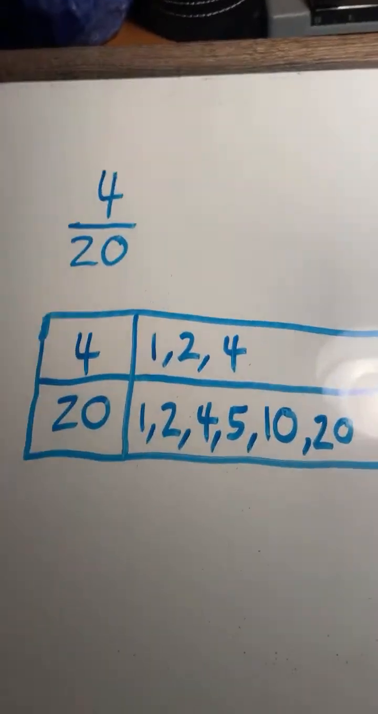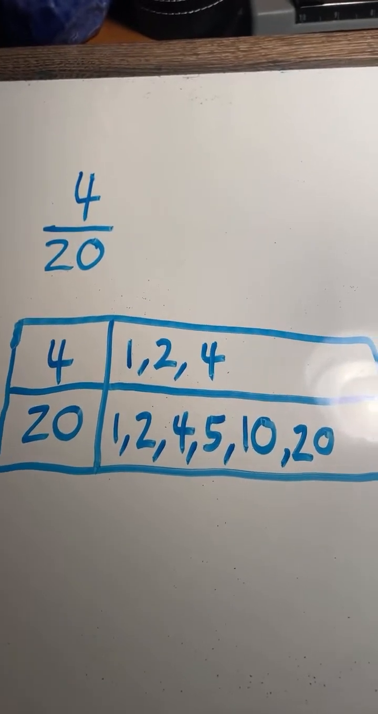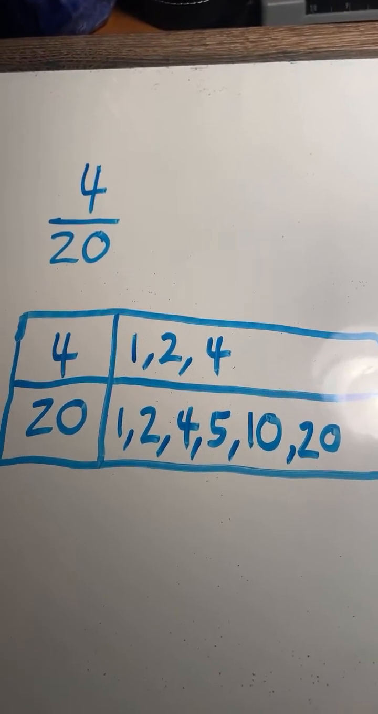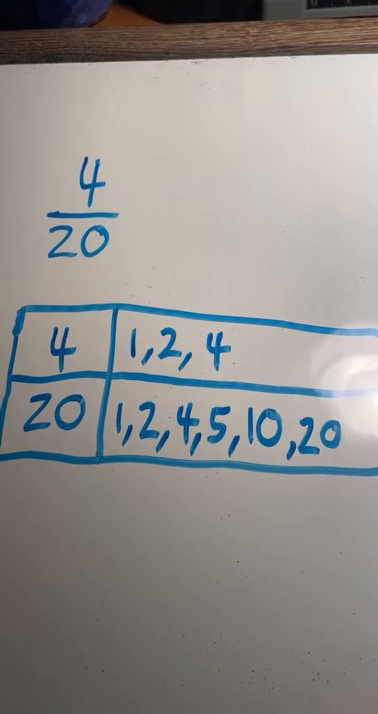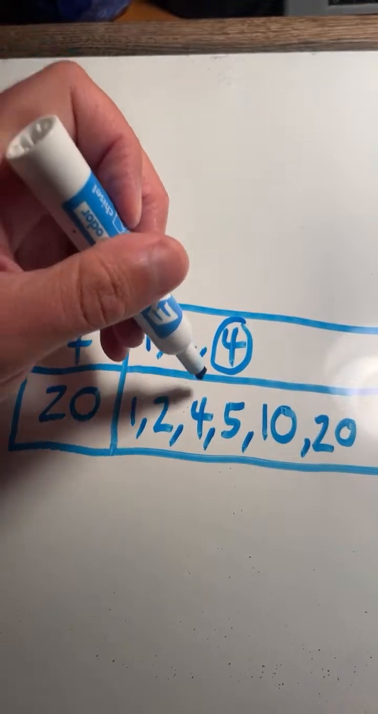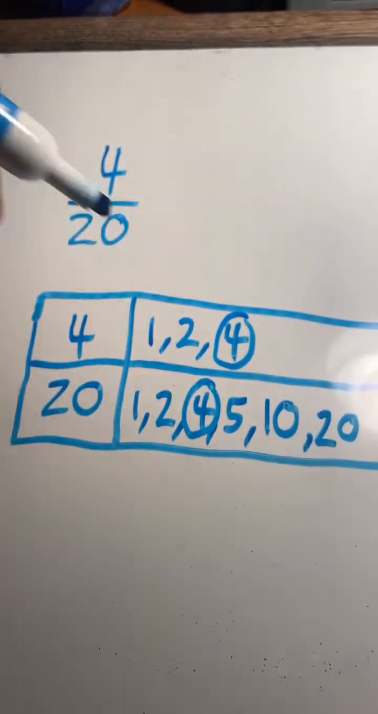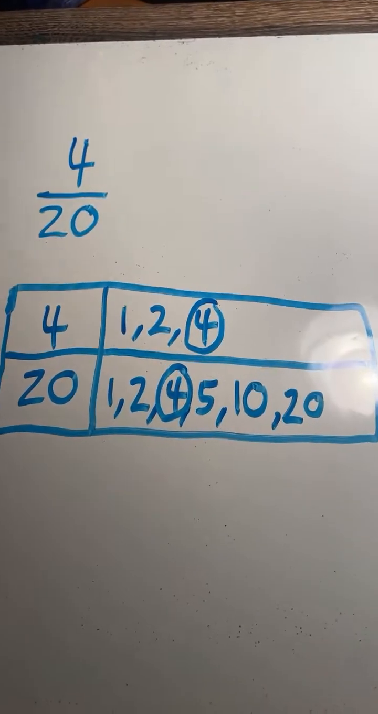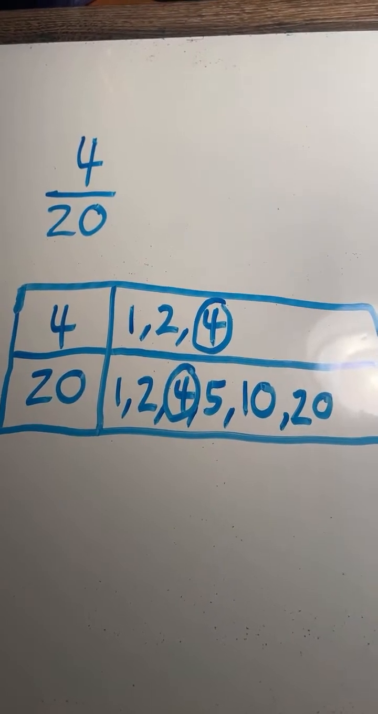So looking at our list of factors, 1's a common factor, 2's a common factor. The greatest common factor is 4. The greatest common factor between 4 and 20 is 4. And again, even though there's some bigger factors listed, they're not common factors.